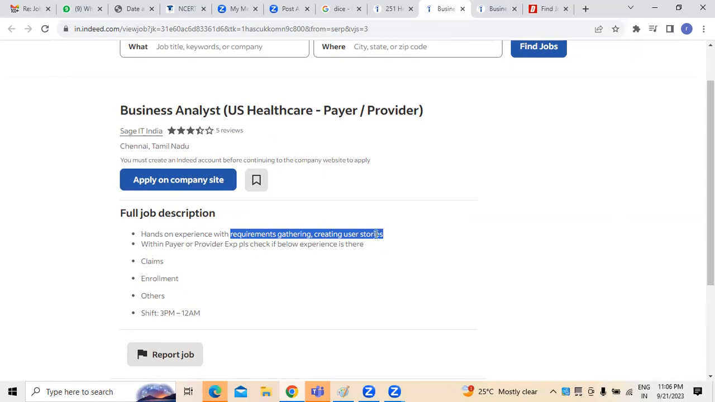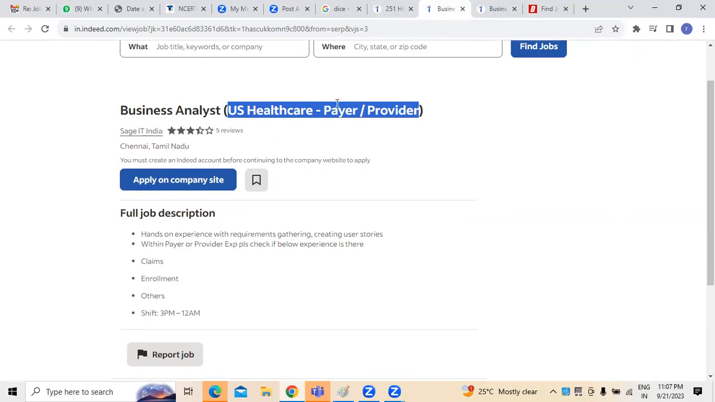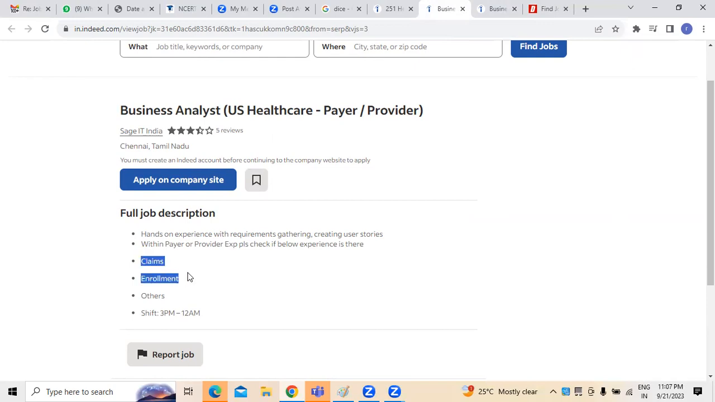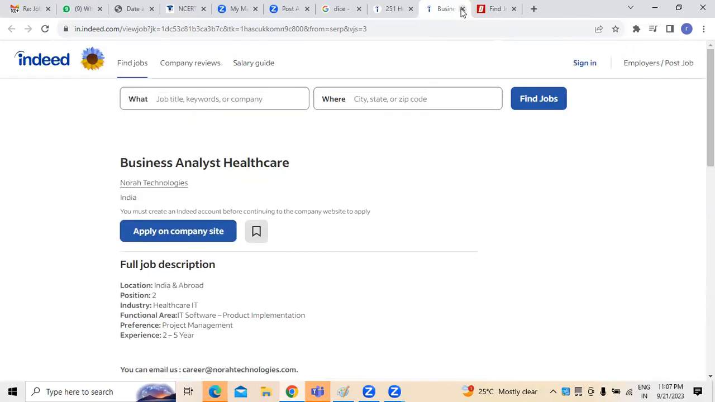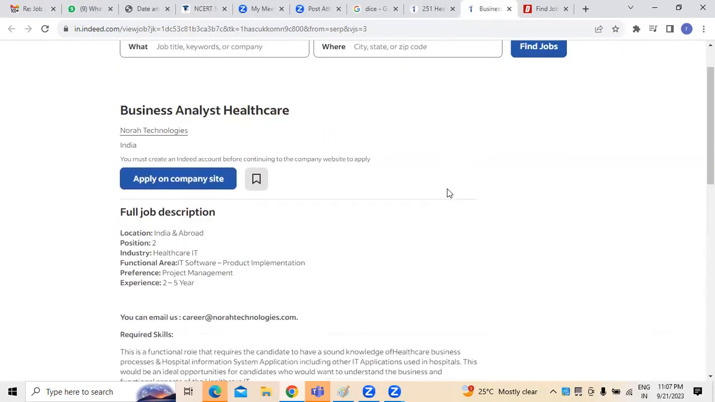Because these are the common points. Sometime back I typed it and showed you. Am I right or not? These are the common points. But as far as the domain perspective is concerned, from the payer, and payer means insurance company, provider means healthcare organizations, they want a person who has knowledge over claims and enrollment. Are you clear now?